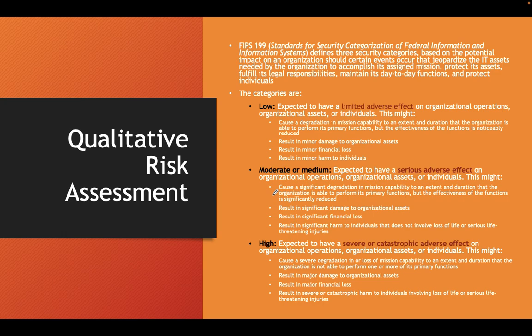So you see, this results in significant damage, significant financial loss. So whatever is lost in the medium, the security risk here in the medium is significant enough to cause damages to the organization or to the individual.